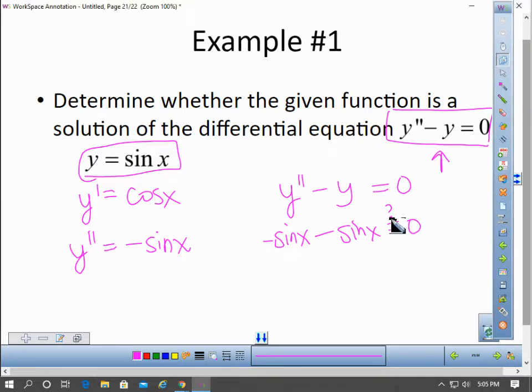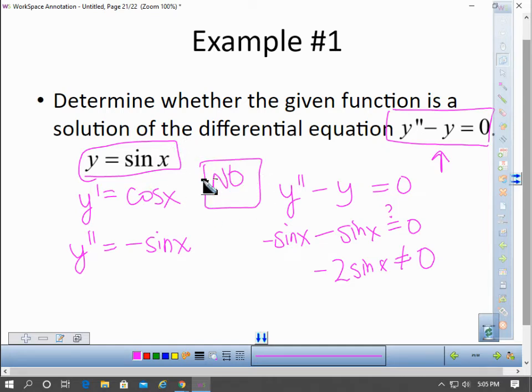If it equals 0, then that means it's a solution to this differential equation. If it does not equal 0, then that means it doesn't satisfy the equation, so it is not a solution. Here, if I do minus sine minus another sine, I get minus 2 sines, and that is definitely not equal to 0. So this is not a solution. To determine whether the given function is a solution, the answer is no, because the second derivative minus the function does not give me an answer of 0.